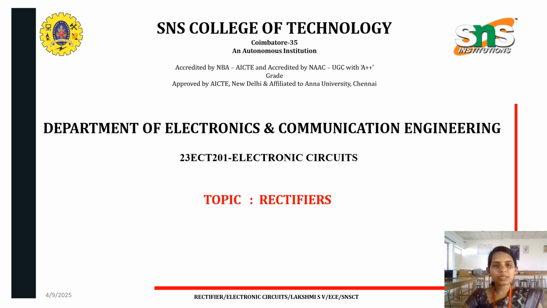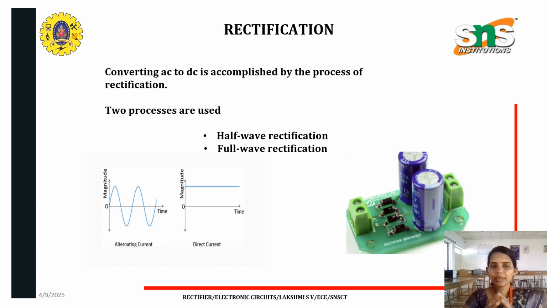So today I'm here to discuss the lecture series on electronic circuits, and the topic which I'm going to discuss is rectifiers. So we all have heard about the term rectification. This is a process of converting AC into DC. The conversion of alternating current into direct current is called rectification.